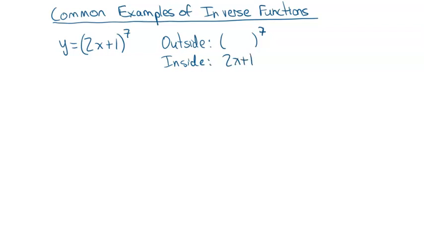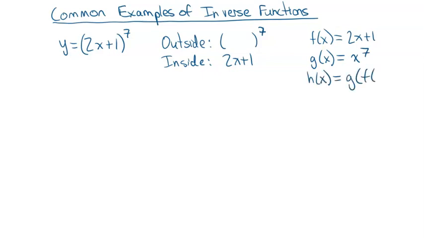In other words, this would be the same thing as if f of x was equal to 2x plus 1, and g of x is equal to x to the power of 7, and h of x would be equal to g of f of x. Those two together would give you (2x plus 1) all to the power of 7. Let's look at another one.